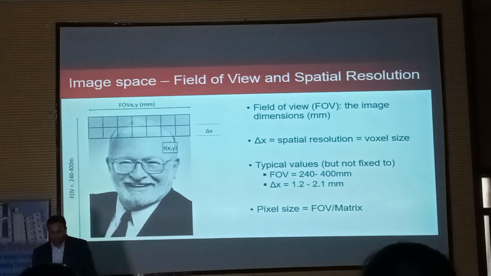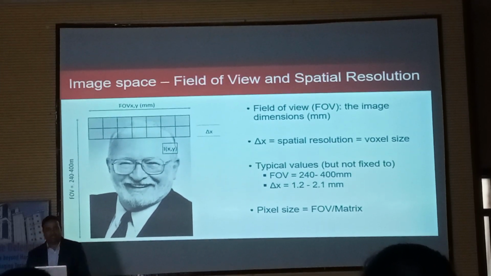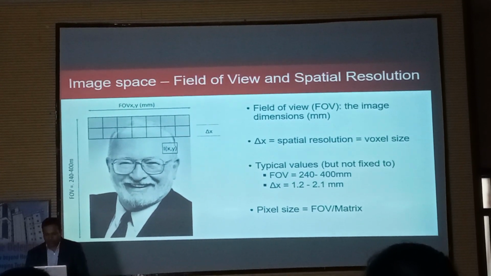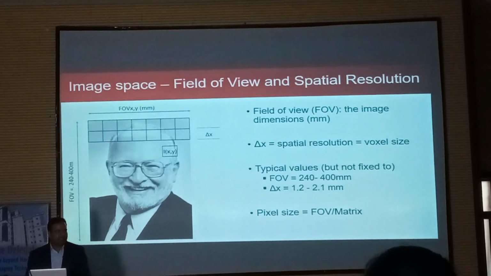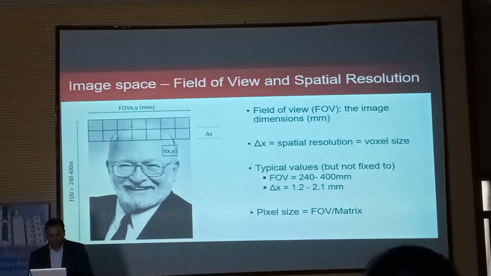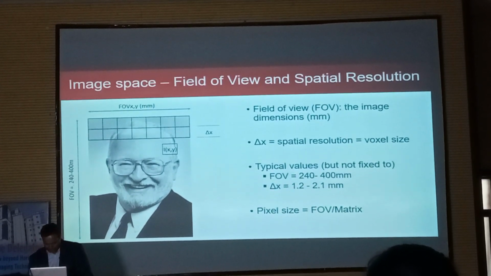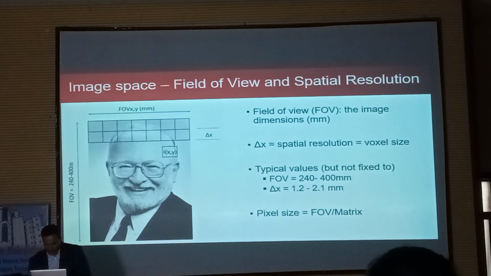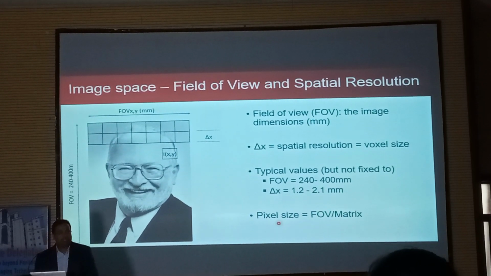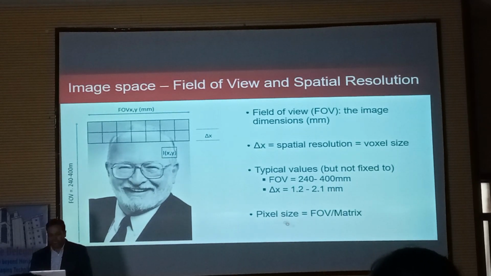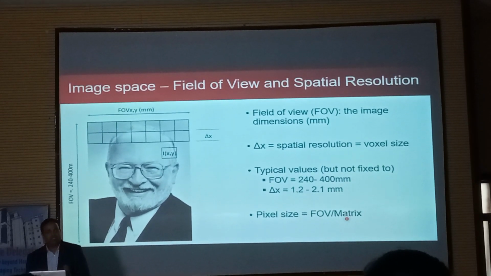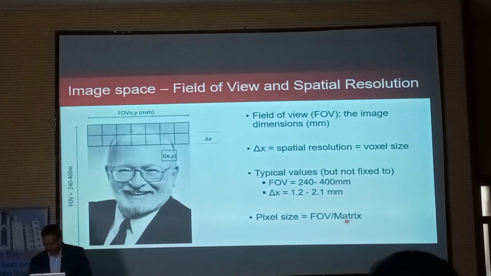Delta X is the smallest pixel size that we can differentiate. It's called spatial resolution, and the pixel size is defined as field of view over matrix size. And if you want to evaluate the voxel size, that would be defined as field of view over matrix times slice thickness.